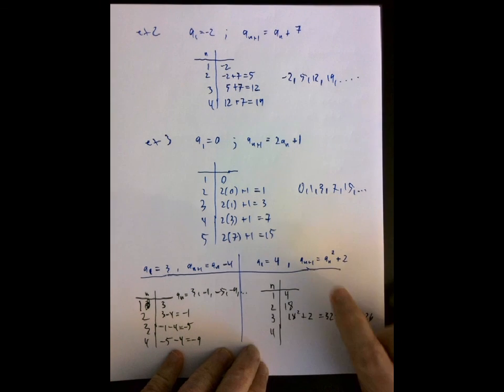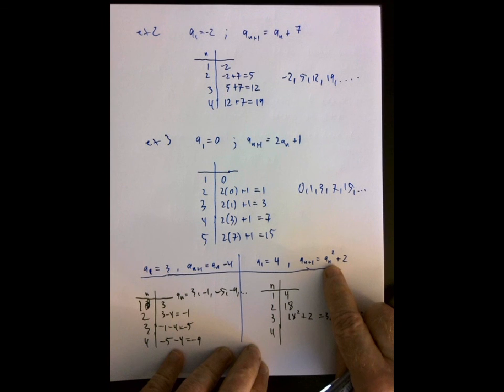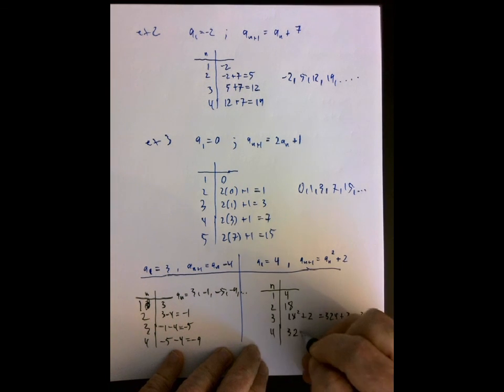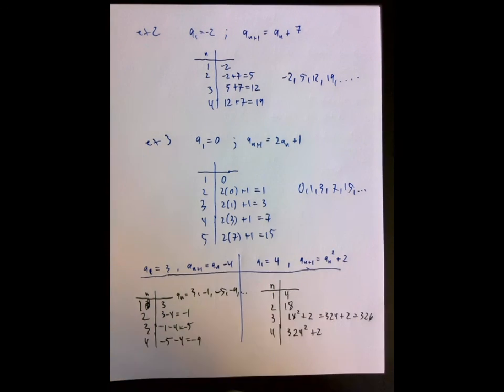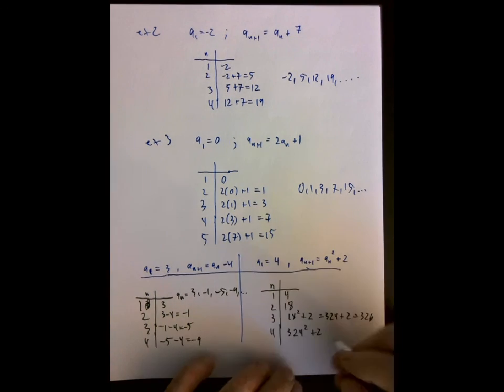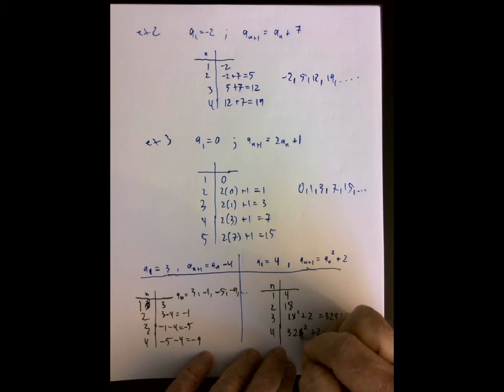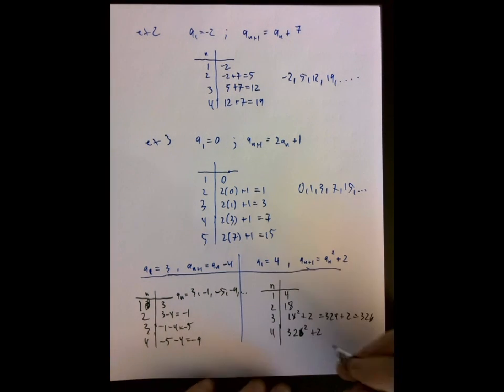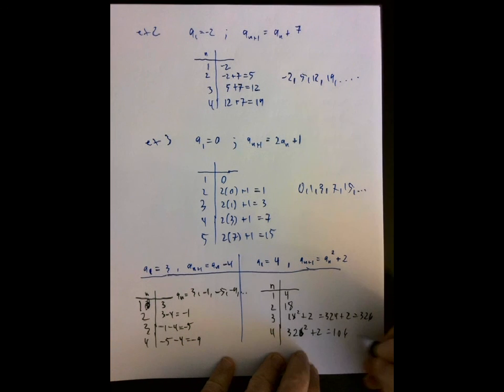So how do we get the fourth term? The fourth term is the third term squared plus 2. So that's going to be 324 squared plus 2. Okay? Or I'm sorry, 326. Sorry. 326 squared plus 2. 326 squared is 106,276 plus 2. So the fourth term would be 106,278. And that's the fourth term in the sequence.